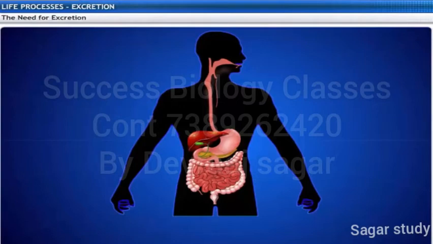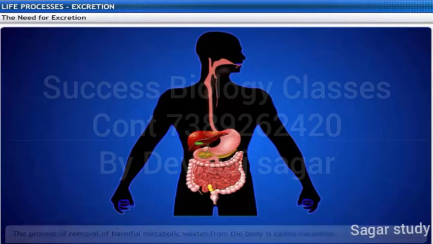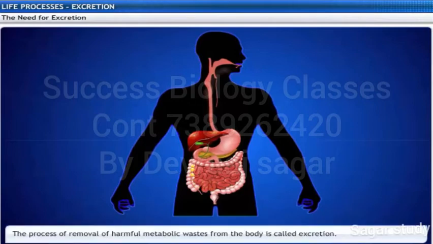All living organisms consume food to obtain nutrients and energy. The food is broken down into simpler molecules by the process of metabolism. These metabolic reactions create nitrogenous materials that are not required for the cells of the body and may even harm the body if they are not removed quickly. The process involved in the removal of these harmful metabolic wastes from the body is called excretion.